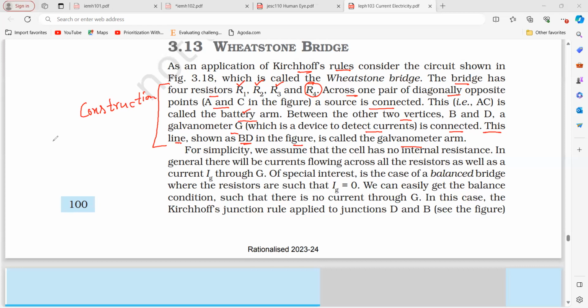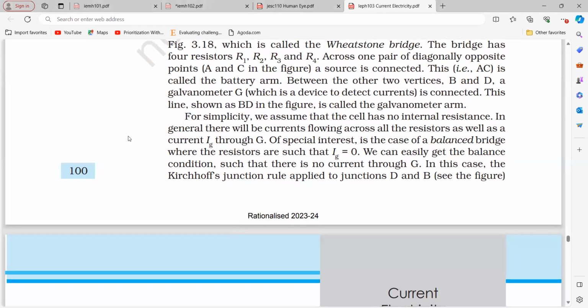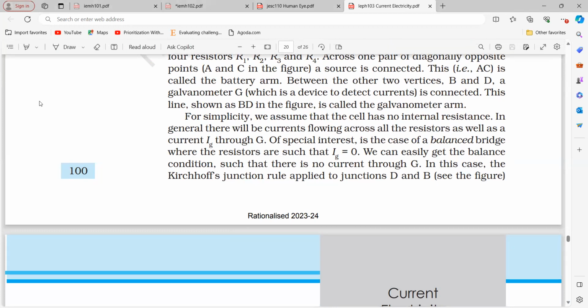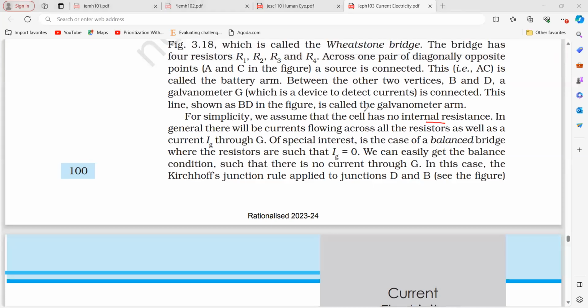Next, for simplicity, we assume the cell has no internal resistance. So here we need to write, हमें पता है जो भी कोई सेल होता है उसका EMF अगर E है तो उसका एक इंटरनल रेजिस्टेंस स्मॉल r भी होता है. बट इन दिस केस चीजों को सिंप्लीफाई करने के लिए हमने r को 0 ओम अज्यूम किया हुआ है. In general, there will be currents flowing across all the resistors as well as current Ig through a galvanometer G.